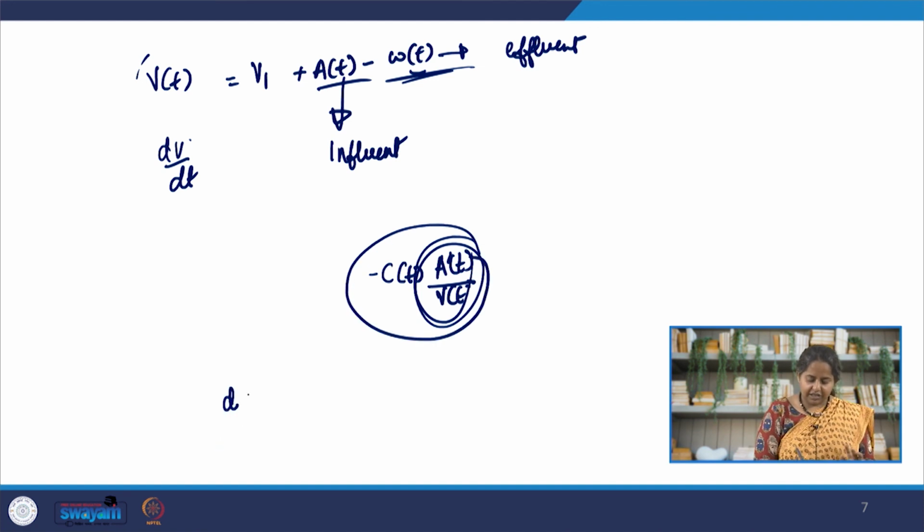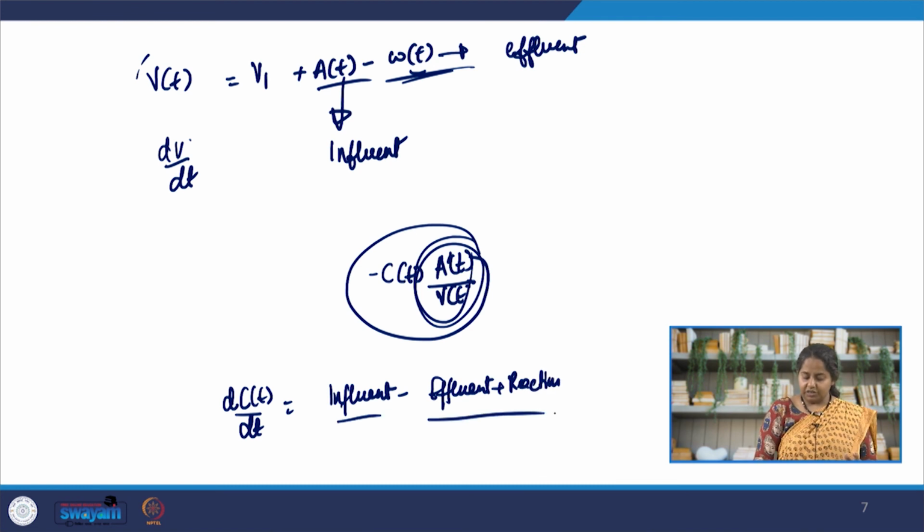Briefly, for any term that we are looking at, dCt by dt will depend upon the influent coming in, the effluent, the concentration leaving, and any kind of reaction that is happening. So, we need to account for each of these three, and in the next lecture I will tell you what they look like. This is all for today's lecture. We will finish this model in the next lecture. See you there. Thanks.